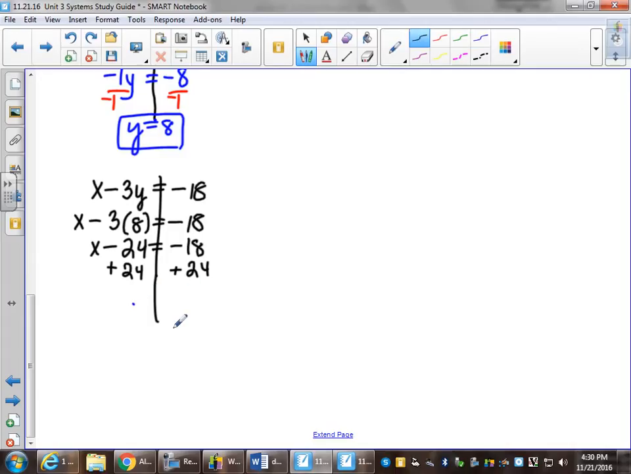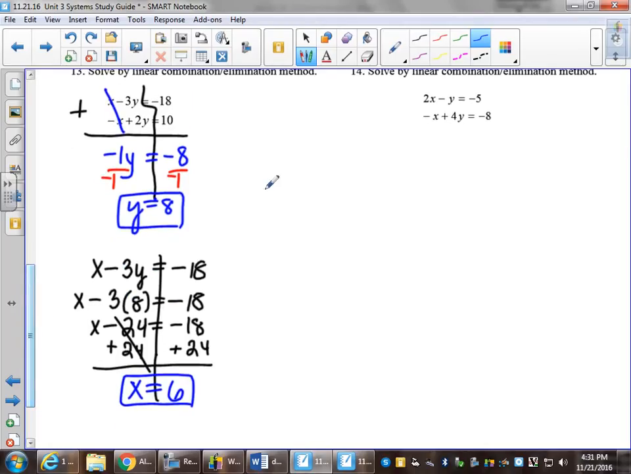Oops, line across. That gets us x equals 6. So the solution for number 13 is 6, 8.